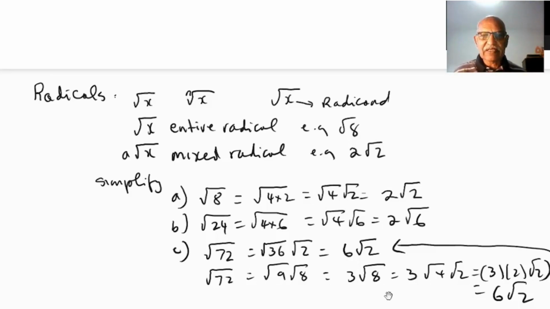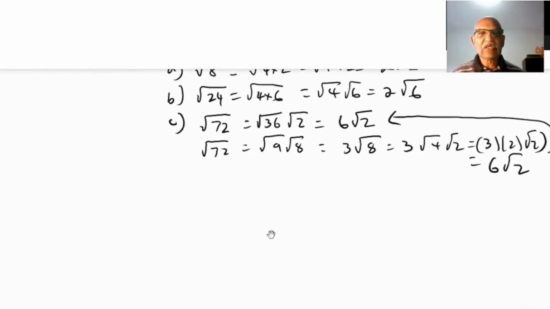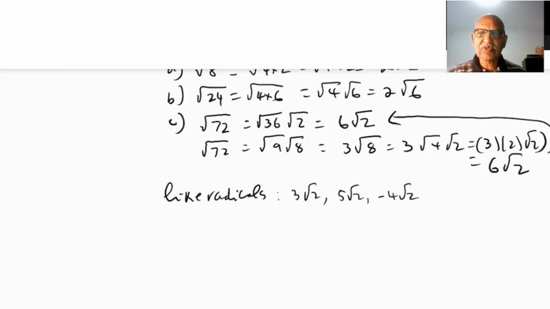So these are simplifying radicals. Then we have like radicals, the same way as like terms. Like radicals are the ones which have the same radicand. So I have, for example, 3 root 2, and then 5 root 2, minus 4 root 2. These are all like radicals because they have the same radicand here, and the square root is the same. So I can add the same radicals.